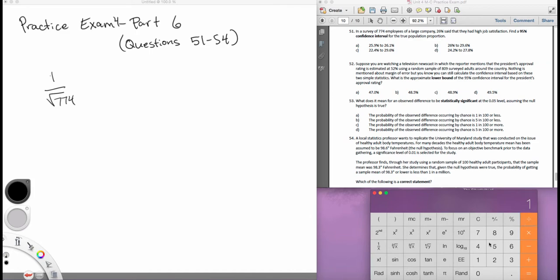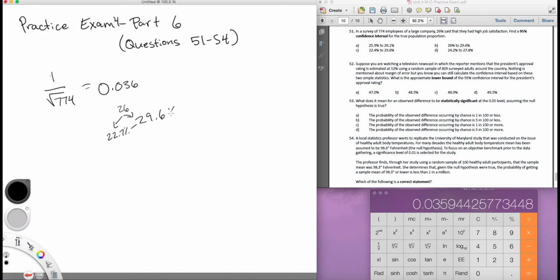1 divided by the square root of 774 is going to give us 0.0359. So we can say 0.036 is going to be our margin of error, or 3.6%. So what we're going to do is take 26% and add 3.6 to get 29.6, and subtract 3.6 to get 22.7. So right there is our confidence interval, 22.7.